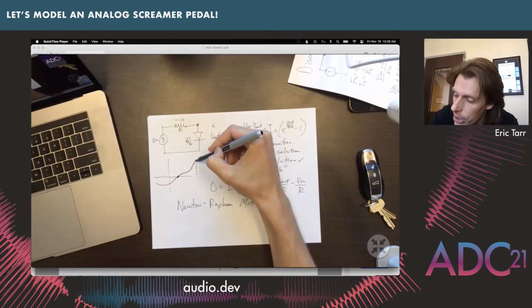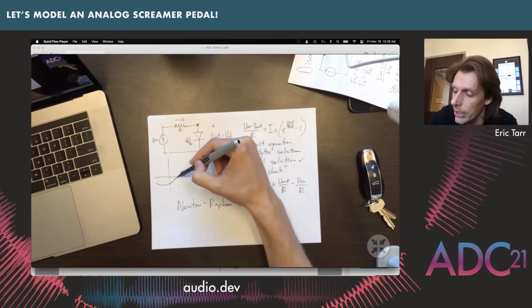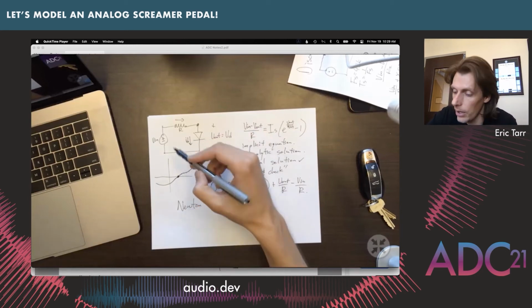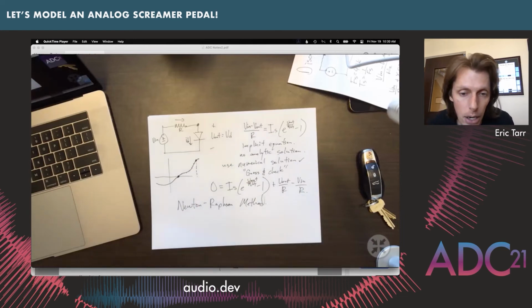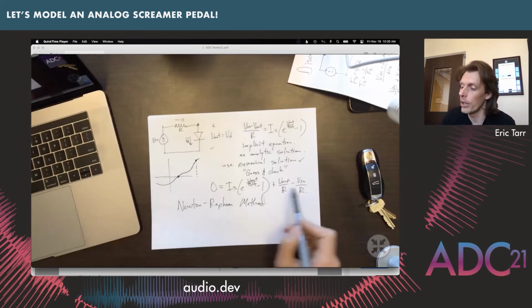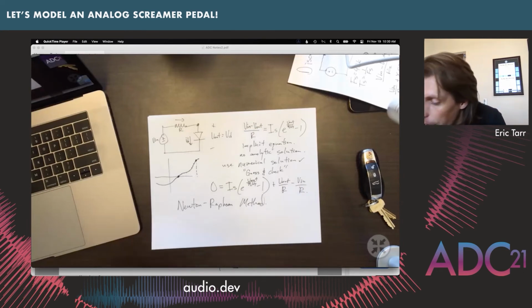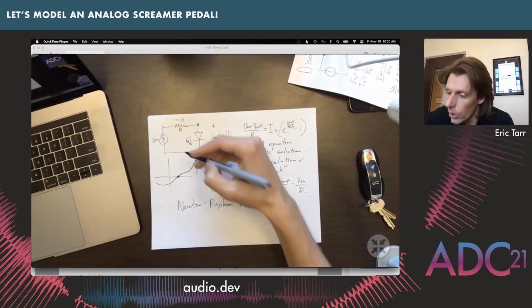Where in fewer iterations, our goal is to hopefully get down here and find this point that's our solution to this thing. And we'll use the Newton-Raphson method in our model to deal with the diodes that are part of our equation.